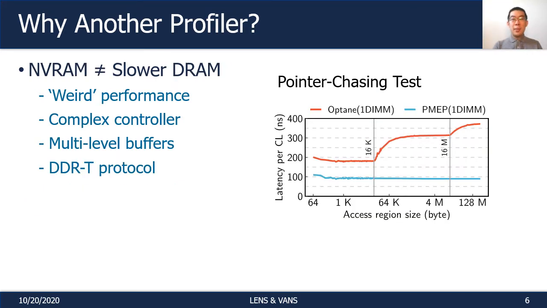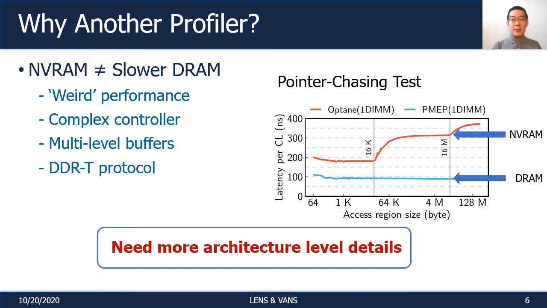But can we build a non-volatile memory simulator that is constantly slower than DRAM? The answer is no. Here is an example. We perform pointer chasing tests on Optane DIMM and PMEP, a DRAM-based non-volatile memory emulator. We find PMEP latency is stable, while Optane DIMM latency is not constantly slower than PMEP, which means the real non-volatile memory is not just a slower DRAM. It has complex controller designs, multi-level buffers, and unpublished DDRT protocol. So, to build an accurate memory simulator, we first need to know more architecture-level details. This motivates us to build a new profiler.